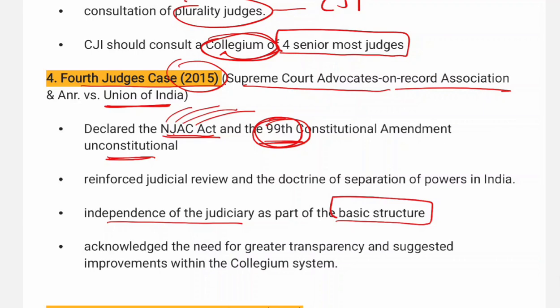the basic structure. So in this case, the Supreme Court reiterated the importance of judicial review and the doctrine of separation of power. However, in this case, the Supreme Court acknowledged that there is a need for greater transparency and suggested improvement within the collegium system. So these 4 cases are related to the appointment of Supreme Court or High Court judges.